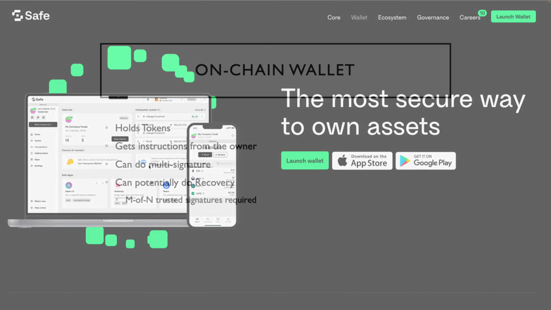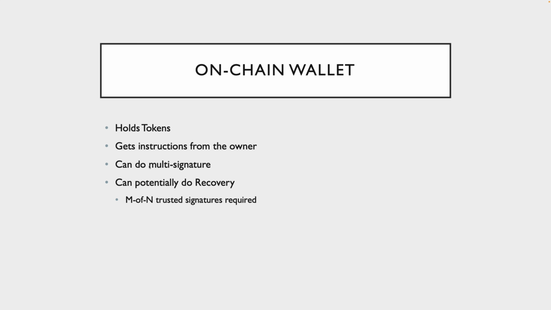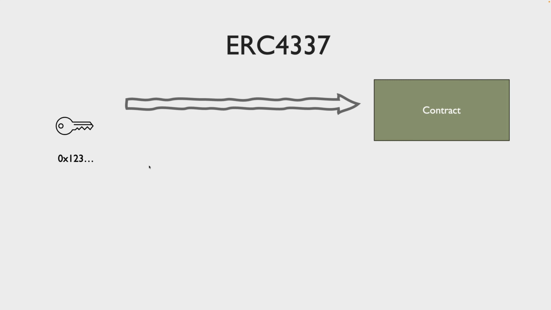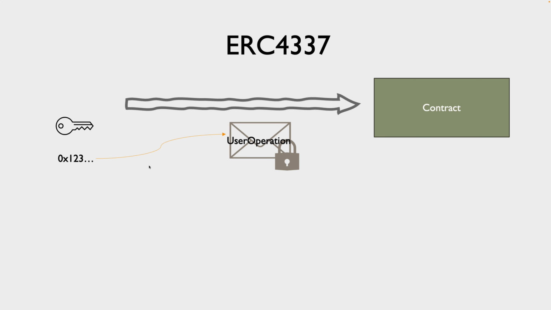Now, to summarize that, an on-chain wallet, it holds the tokens and it gets the instruction from the owner. It can do stuff like multi-signature or social recovery or any kind of recovery where you have M of N trusted signatures to recover your account and to set the owner to somebody else. Now, let's talk about the actual account abstraction, because those are the things that are necessary in order to make account abstraction even possible. Now, with account abstraction, you are not signing a transaction, you are signing a user operation.